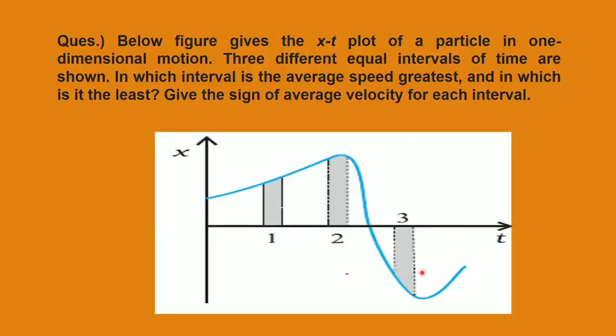So average speed will be more in the third interval, but because it is taken in the negative direction, it has to be velocity, and that is why they are talking about the signs of average velocity for each interval. For the first and second interval it is positive, for the third interval it is negative because it is on the negative side. Upward is taken positive, downward is taken negative. So first and second are positive, third is negative. So this was a very simple question.